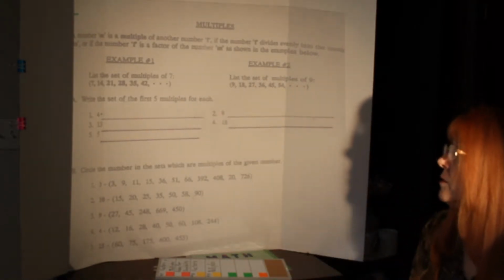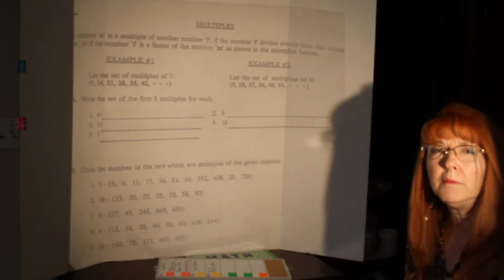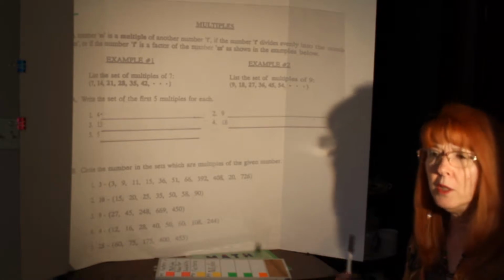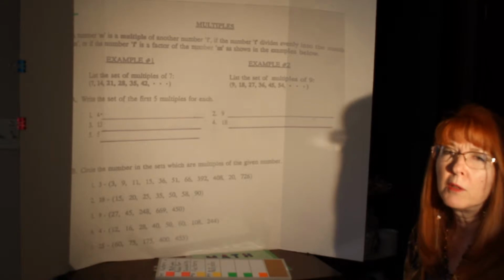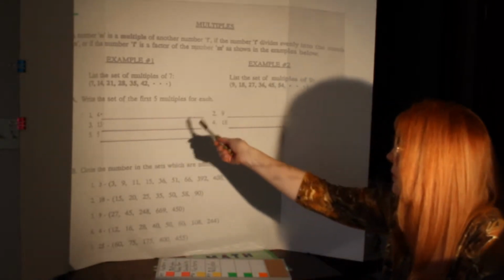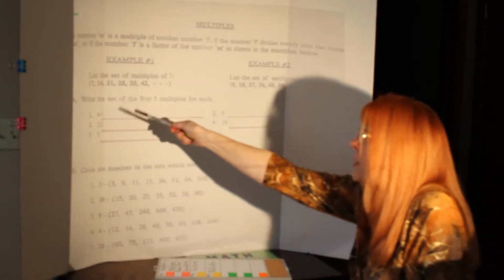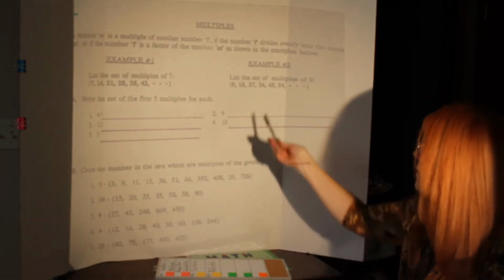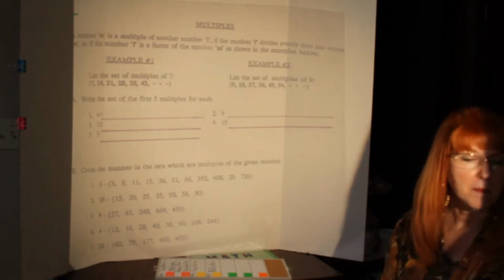Multiples. All we're doing is multiples. You're basically taking the number given, multiplying by 1, write that down, by 2, write that down, by 3, by 4, however many multiples they tell you. So if you're writing the first 5 multiples for each number, for 7 you start with 7, 14, 21, 28, 35, 42, and you can just keep going. Same with example 2, for 9, and you just keep going.